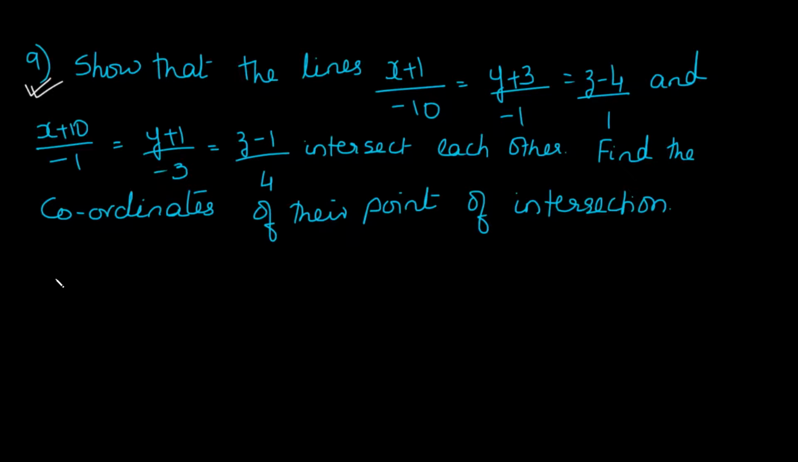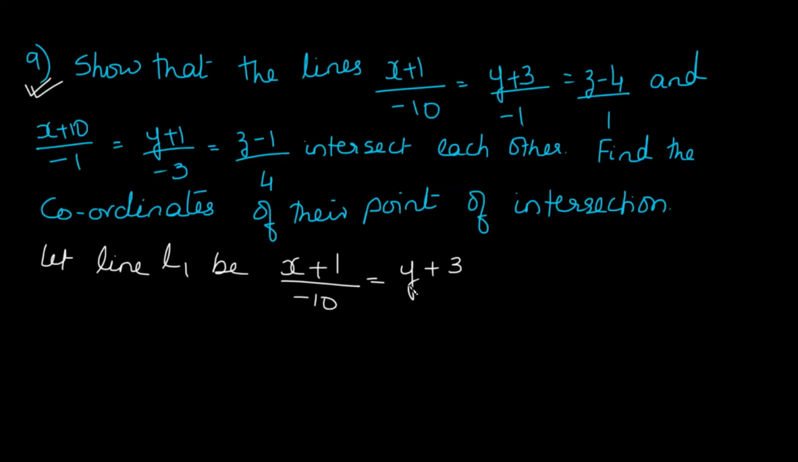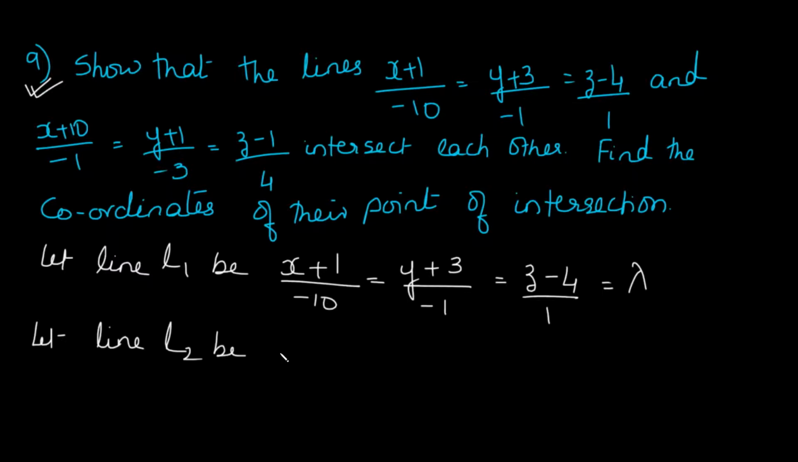Now, in the solution, let the lines be L1 and L2. So let line L1 be the first line, that is x plus 1 upon -10 is equal to y plus 3 upon -1 is equal to z minus 4 upon 1. Now let us write this as any scalar, say lambda. Similarly, let line L2 be the second line.